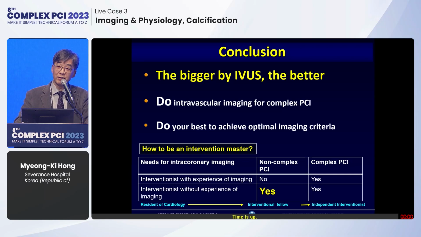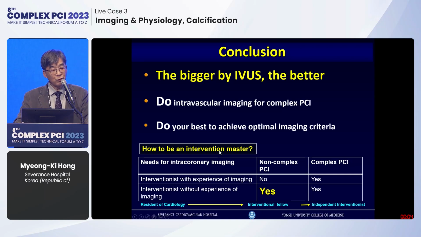Second, do intravascular imaging for complex PCI. Finally, do your best to achieve optimal imaging criteria. Only 40% achieve it, so try to achieve that. Thank you for your attention.